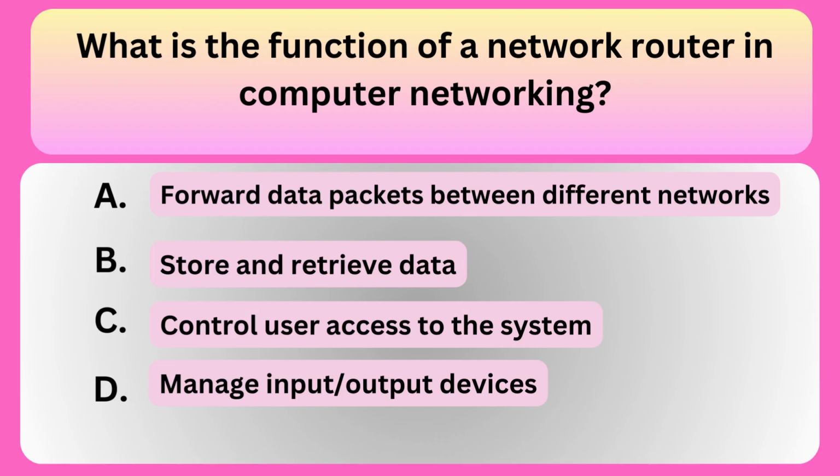What is the function of a network router in computer networking? Forward data packets between different networks, store and retrieve data, control user access to the system, manage input or output devices. And the right answer is forward data packets between different networks.